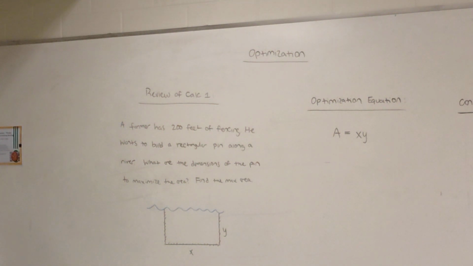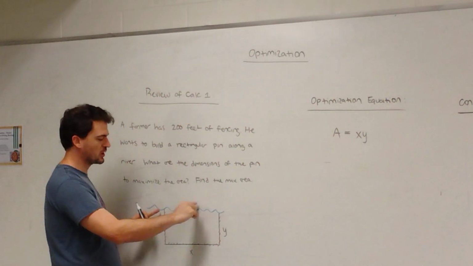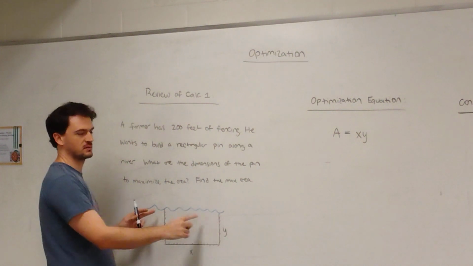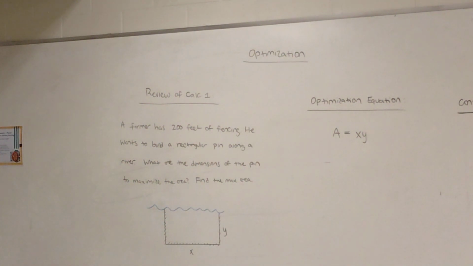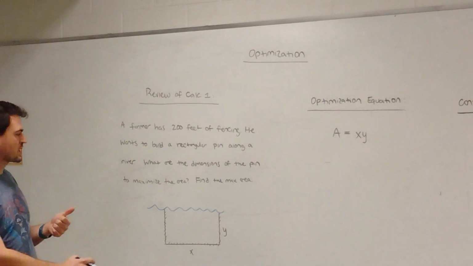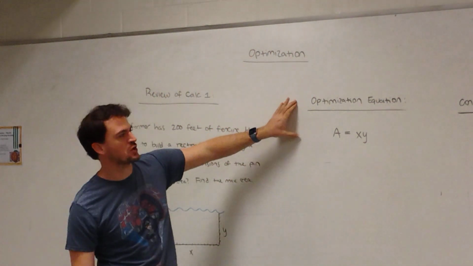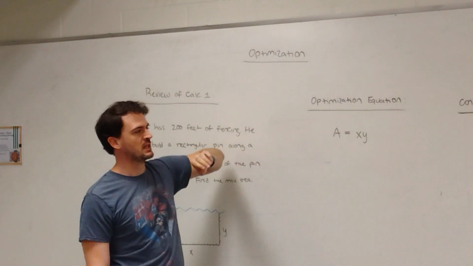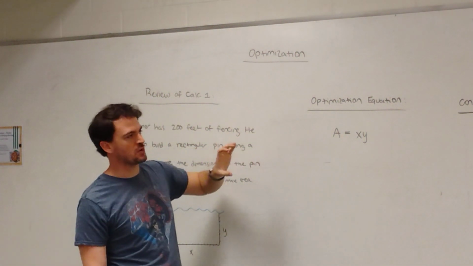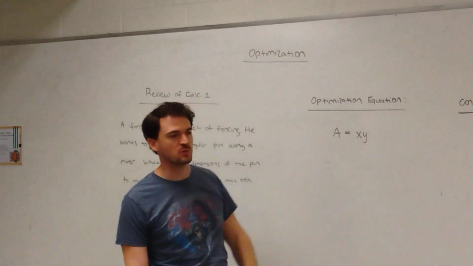Questions? Yeah. How do you know that you don't need 2x and 2y? So if I'm calling this length x, since it's built along the river, I don't need to put fencing along the river. Okay, so step one: read the problem, come up with a picture, label some things. Step two: identify your optimization equation and constraint. They're not always blatantly given to you. You have to use some context here. Like, I understood this means the perimeter, so I had to write an equation.